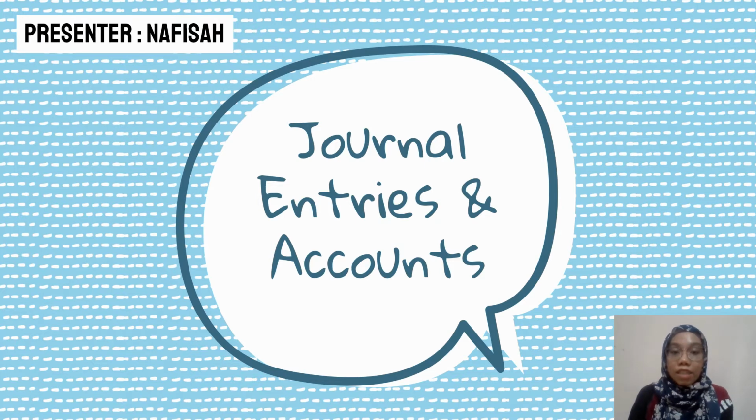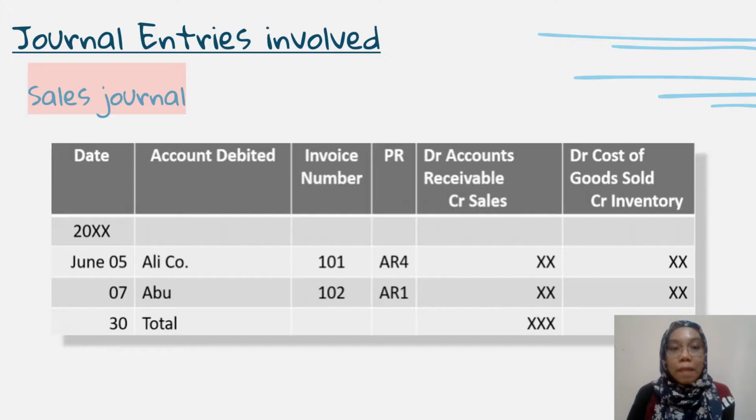As for journal entries and accounts, we'll see the journal entries and accounts that are involved in this revenue cycle. As for journal entries, first we're going to have sales journal. As you can see on June 5, the account debited is Ali Company, and we need to debit accounts receivable, credit sales, and also debit cost of goods sold and credit inventory.